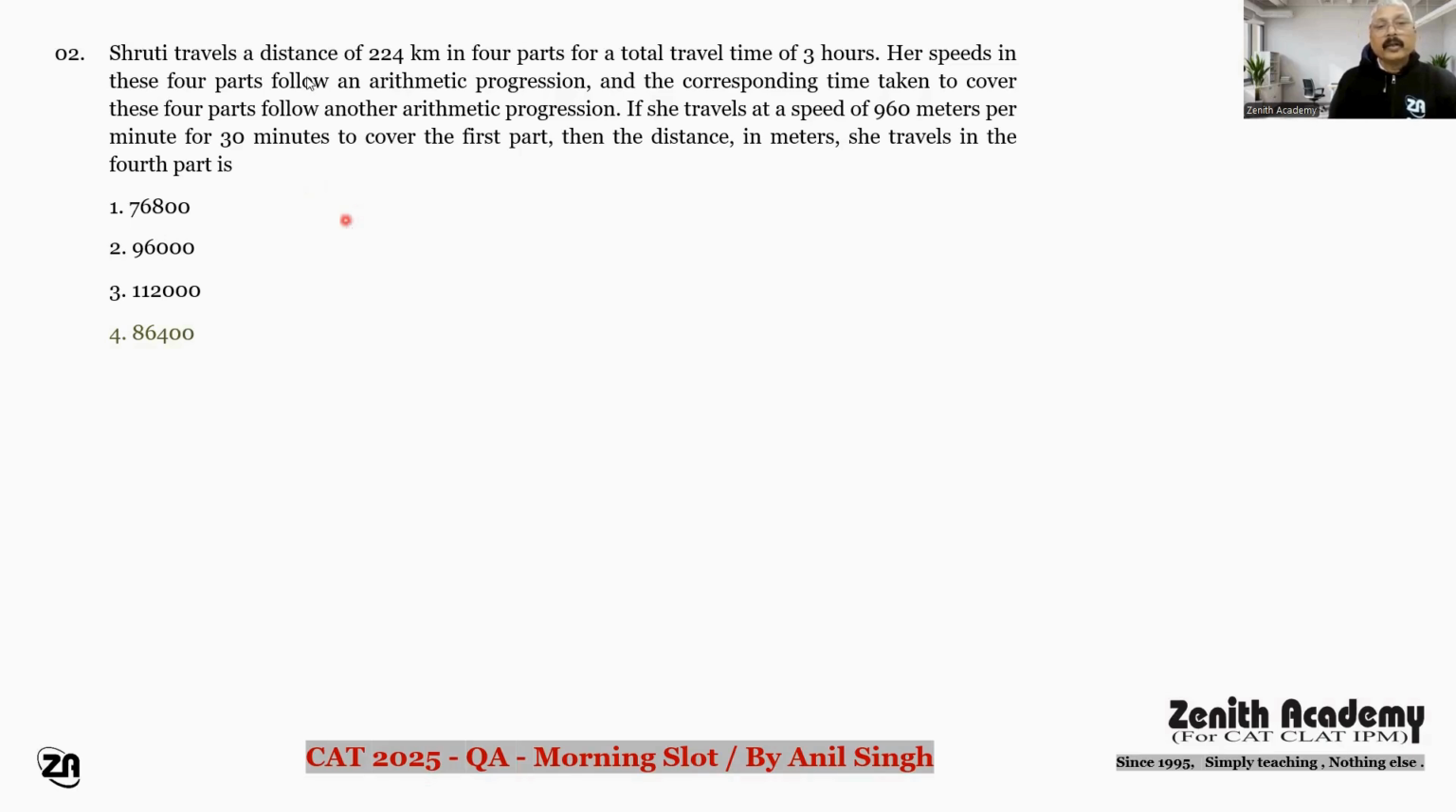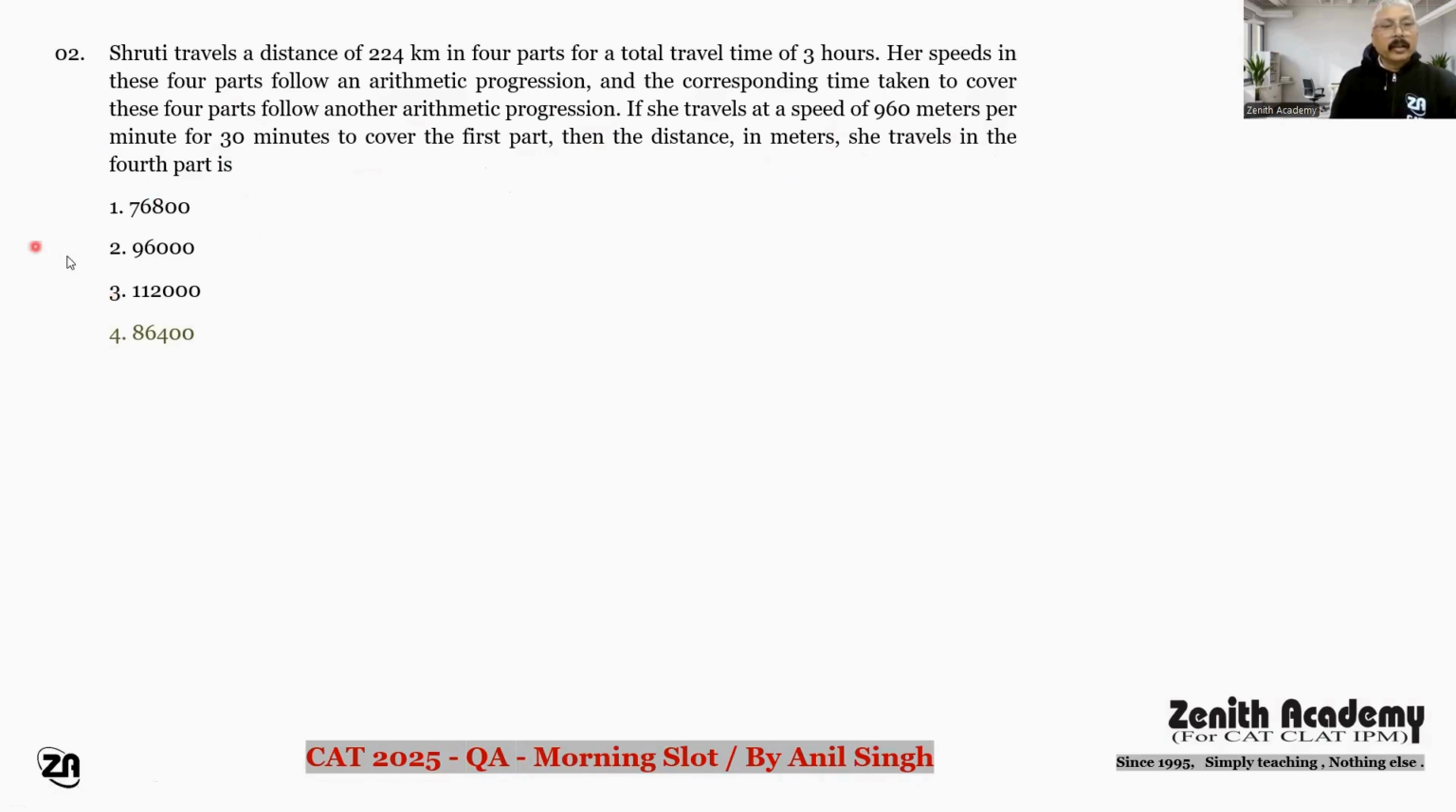Here, Shruti traveled a distance of 224 kilometers in four parts for a total travel time of 3 hours. Her speed in these four parts follows an arithmetic progression and the corresponding time taken to cover these four parts follows another arithmetic progression. If she travels at a speed of 960 meters per minute for 30 minutes to cover the first part, find the distance in meters she travels in the fourth part.